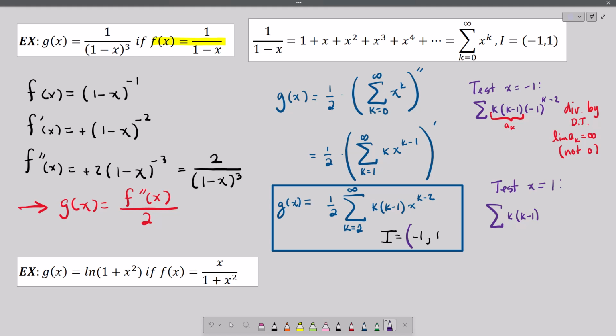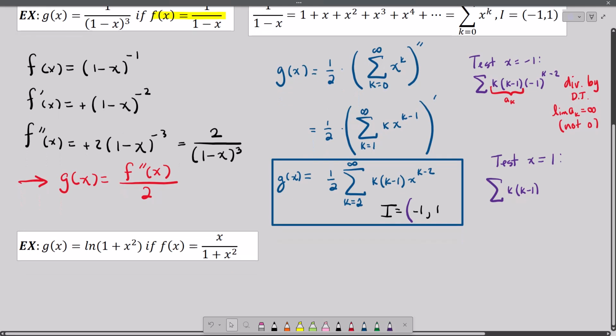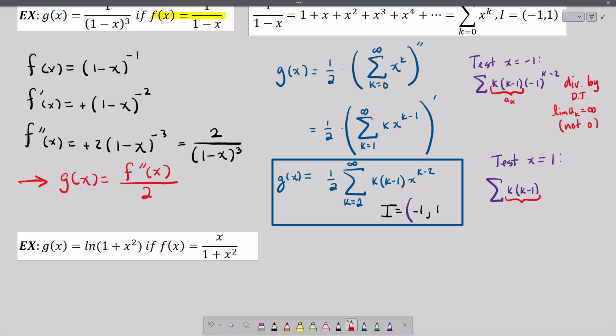Isn't that the series when we plug in 1? If we plug in 1, 1 to the k minus 2 is just 1. 1 to the power is 1. And this series is not an alternating series, but isn't the conclusion the same as that one up there? Here, your a sub k is this whole thing right there. And what's the limit of a sub k? Infinity. So it's the same as above. Same exact logic. Divergence test tells you that you have divergence. So it diverges by divergence test.